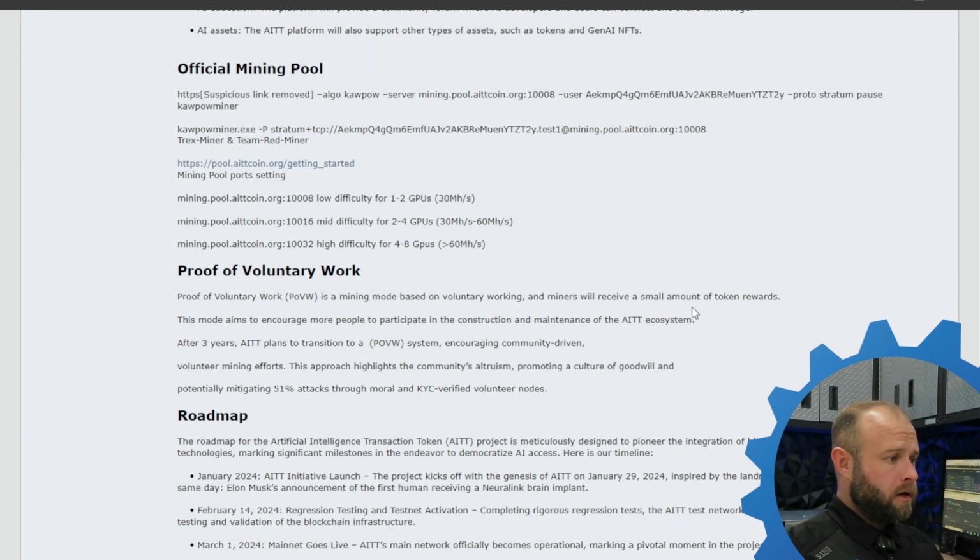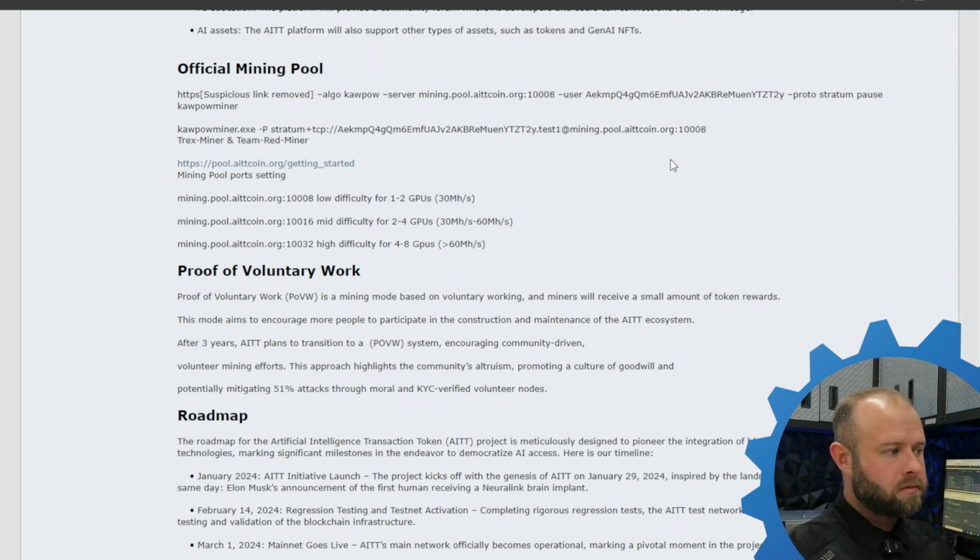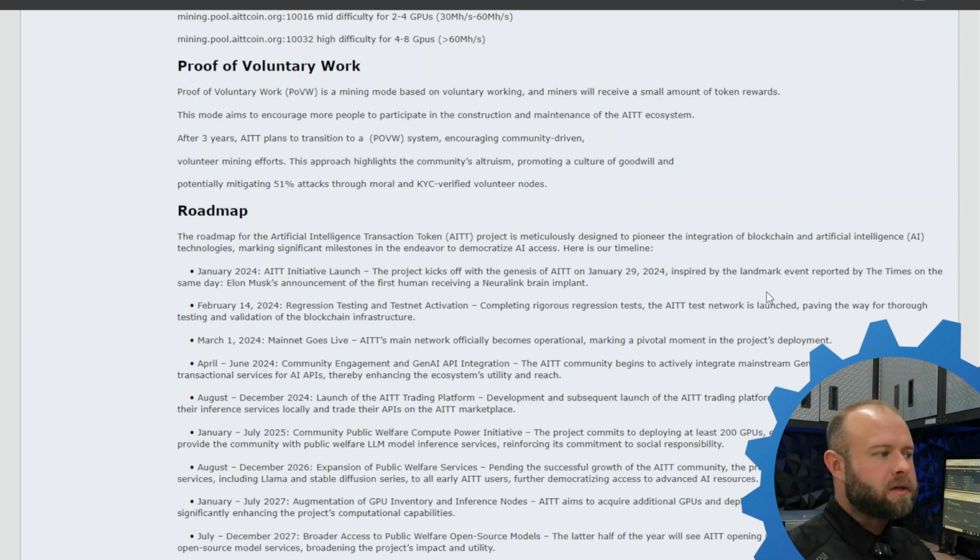Miners will receive a small amount of token rewards. It encourages people to participate in the construction and maintenance of the AITT ecosystem. After 3 years, AITT plans to transition to a POVW system, encouraging community-driven volunteer mining efforts. Volunteer mining? Who's going to volunteer? This approach highlights the community's altruism. Altruism in cryptocurrency? Okay, that's a red flag for me. That word doesn't exist here, okay?